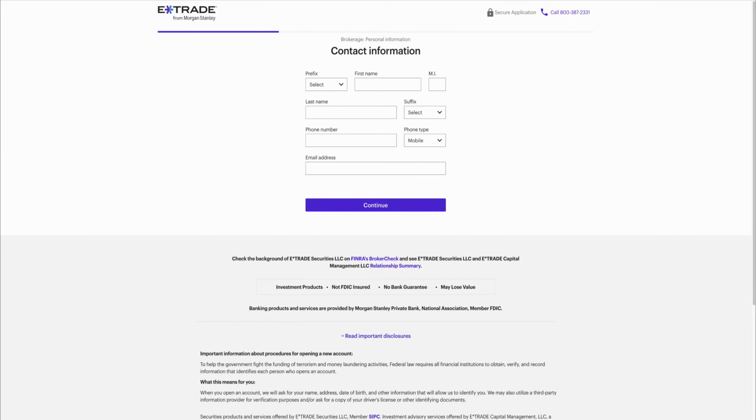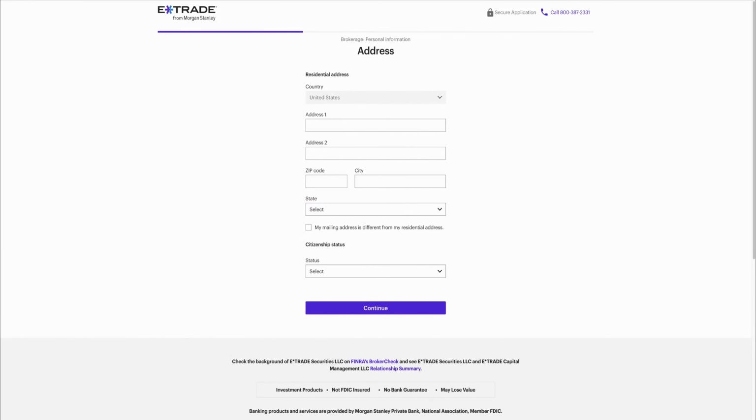Please upload your contact information on this page. They need to be accurate, so make sure you use your real information. Once ready, click continue. On the next page, you will be asked to provide your residential address and citizen status. Once more, please provide your accurate information.